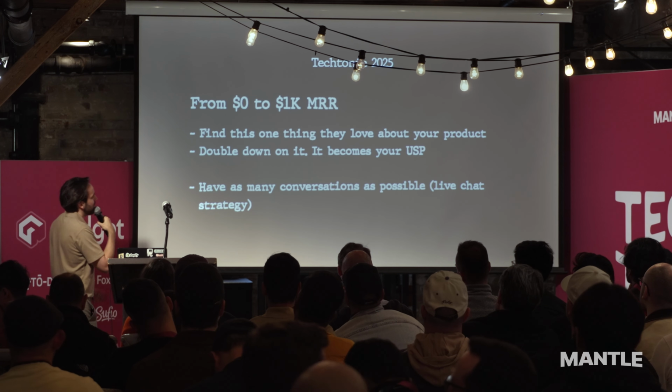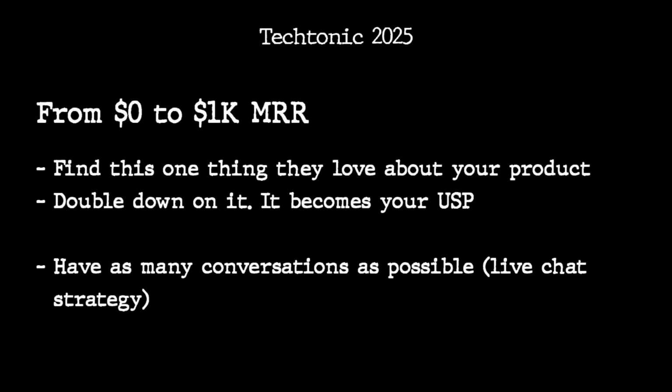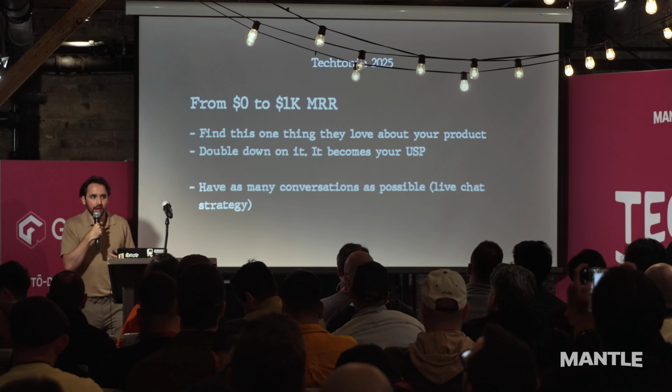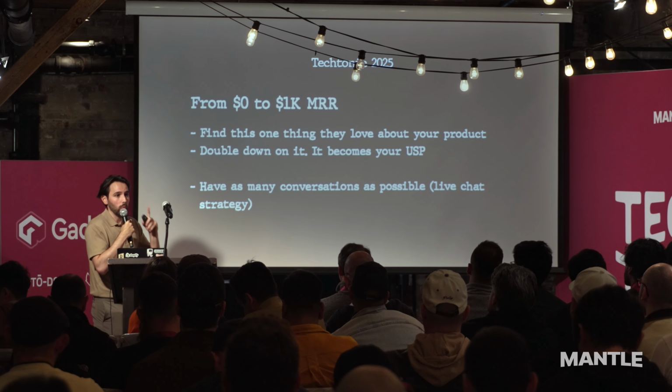And so then find this one thing they love about your product. There is always this one thing. This is usually why they want to use your app. And you double down on it. It becomes a USP, a unique selling proposition. This is what they want from your app. And this is what you have to improve. For White Bundle, there was this one thing that they wanted. It was the design.